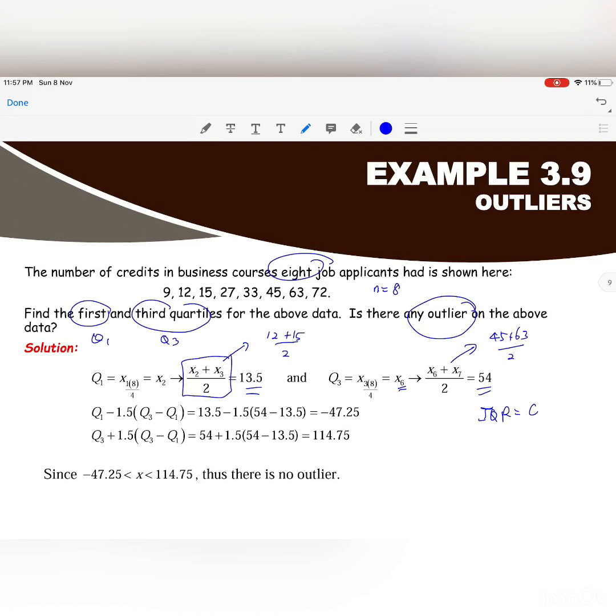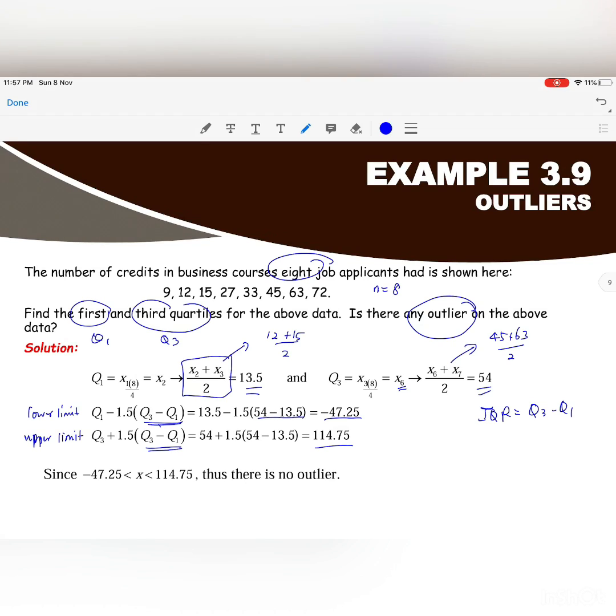After we find Q1 and Q3, we want to find the outlier, so we need to calculate the IQR, right? So what is the IQR? Q3 minus Q1. So IQR is Q3 minus Q1, 45 minus 13.5. Then we need to find the lower limit and also the upper limit. So lower limit is negative 47.25 and upper limit is 114.75.